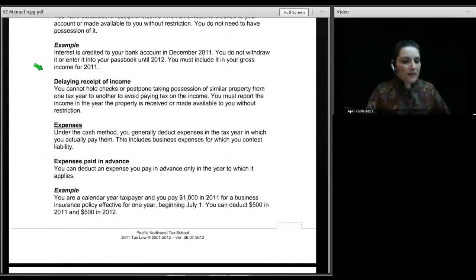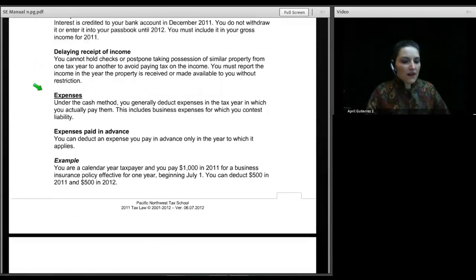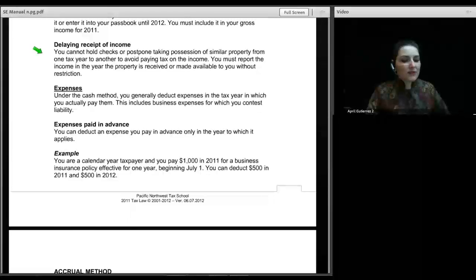For example, interest is credited to your bank account on December 2011, but you do not withdraw it or enter it into your passbook until 2012. You are required to include it in your income in 2011. Also, you're not allowed to delay the receipt of income deliberately to push it from one year into the next. If you have access to the money, you need to report the income.